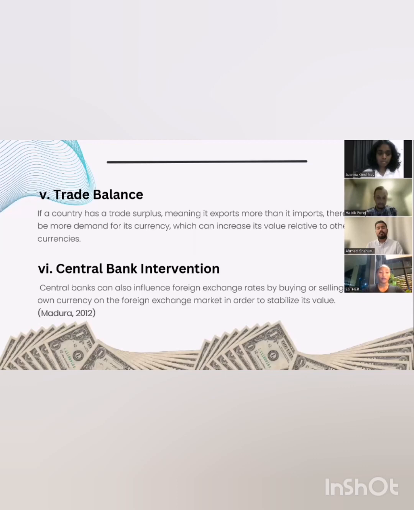Okay, moving forward to the last impact discussed in this presentation, which is central bank intervention. The central bank can also influence foreign exchange rates by buying or selling its own currency on the exchange market in order to stabilize its value. For example, the central bank may buy its own currency if it depreciates too quickly, or sell its currency when it appreciates too quickly, so that it can maintain the value of its currency.